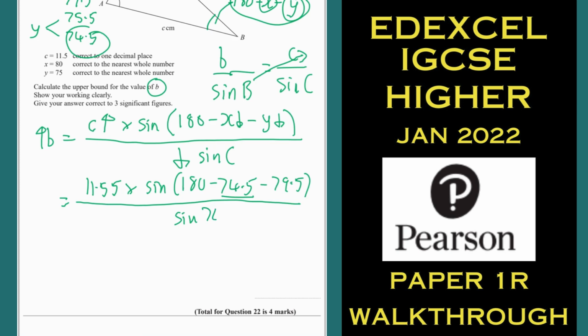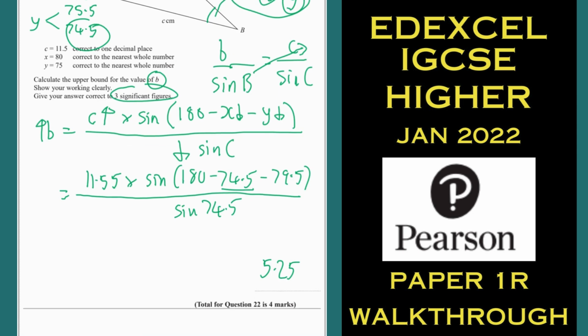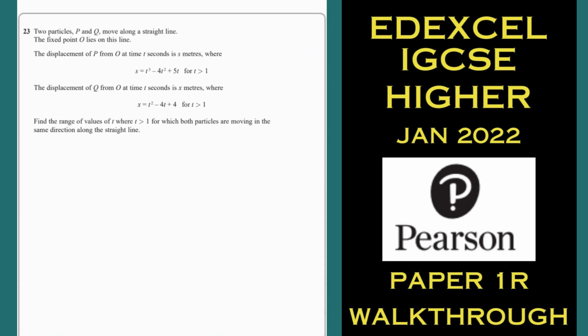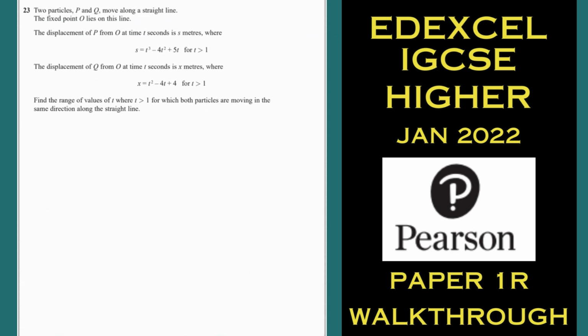We want the smallest, so it's sine, again, small, 74.5. Three significant figures. Calculator spits out 5.254-ish. It goes on. 5.25 gets you the marks. Yeah, tricky, but follow the logic. Try and stick to logic, all right? Yeah, it's quite tricky. Doesn't give you a formula. Unfortunately, that's your job.